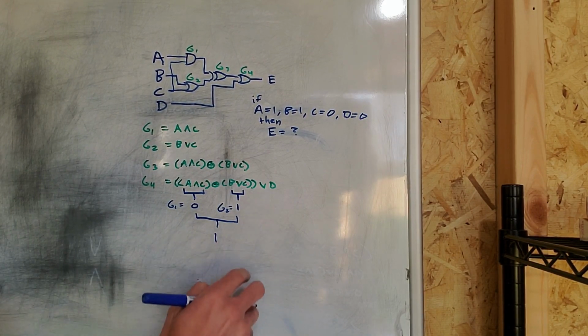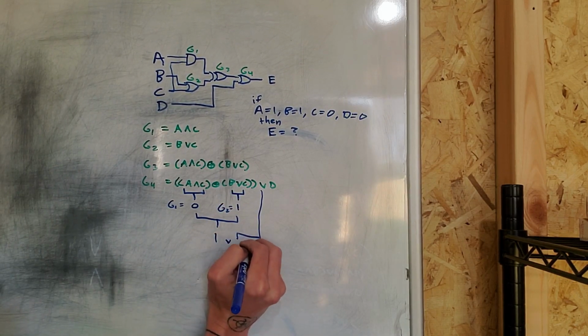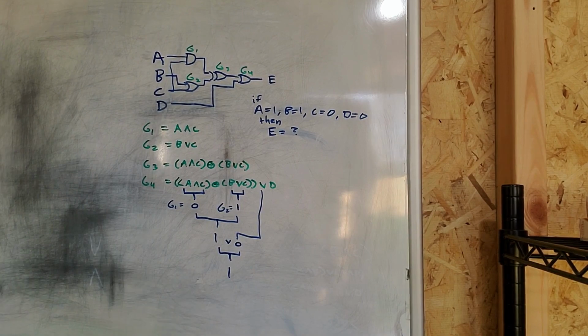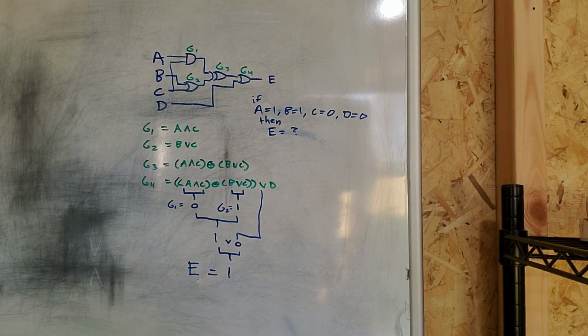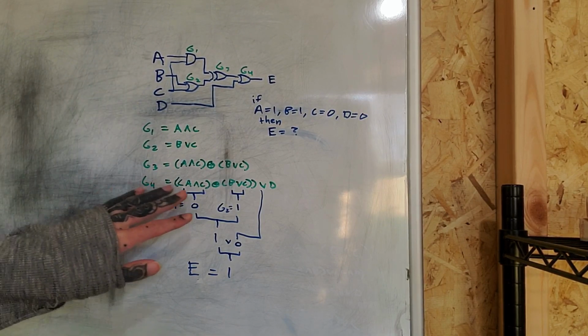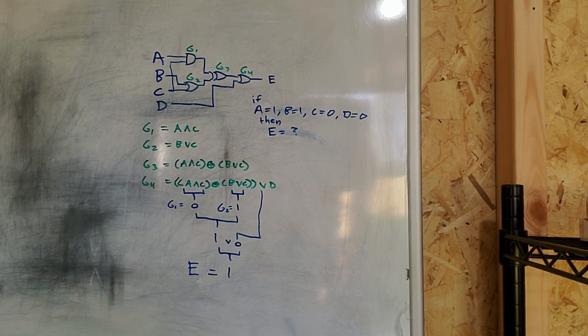And then we finally have OR D. So 1 or 0 is 1. So using these inputs, E would equal 1. So yep, that's how you do it. That's how you take a drawn circuit and then write an equation for it, this G4 being the final equation. So how would you do the reverse? How would you draw a circuit based on a provided equation?